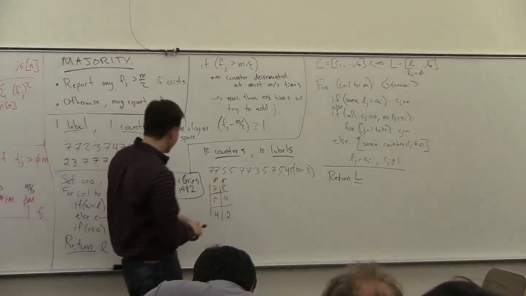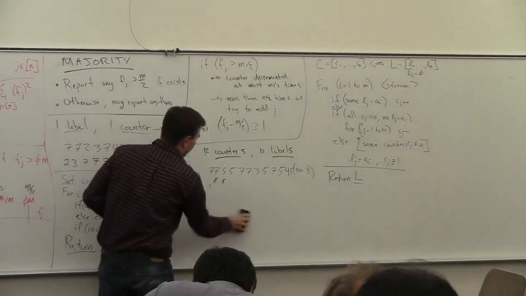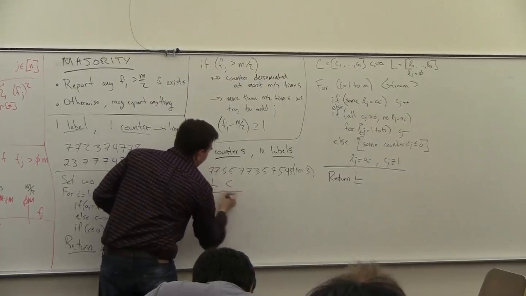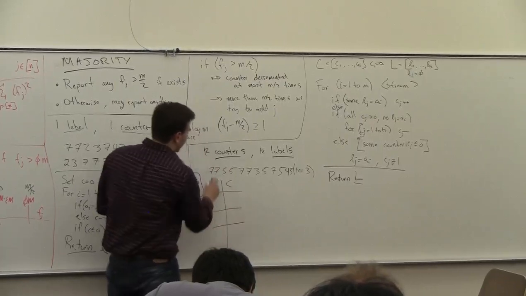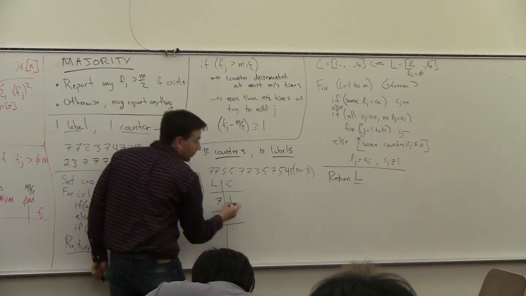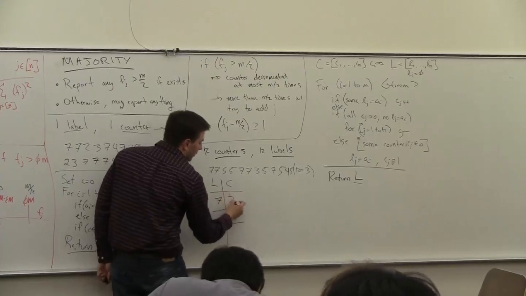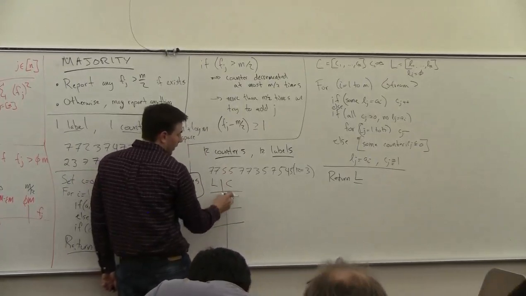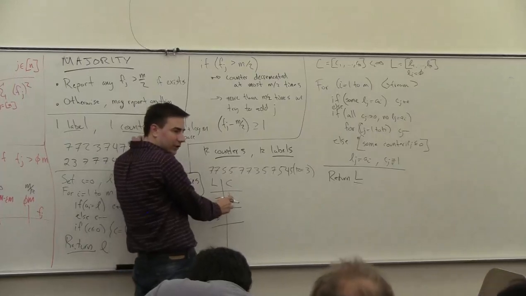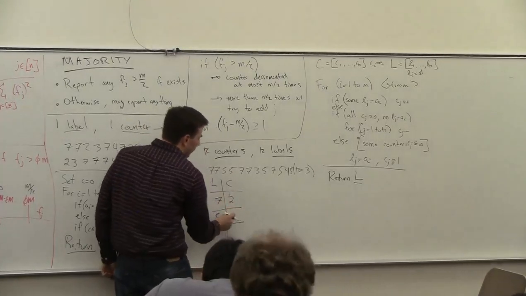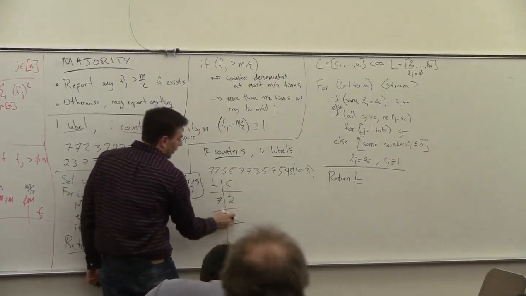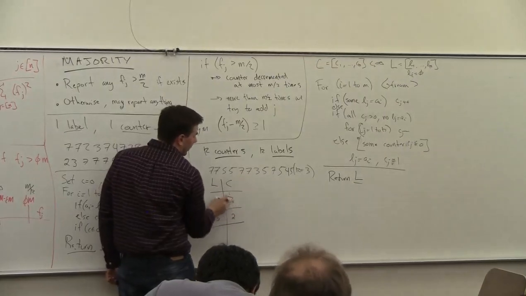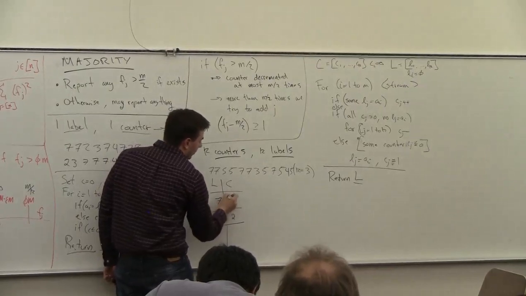All right, so let's go through an example with this algorithm. We're going to have our labels and our counters. The first label will be 7, and the counter is 1. We're going to increment this to 2. We see 5 as a new label, and we don't need to decrement anything. So we set the counter for 5 to 1, see another 5, and increase it to 2. See a 7, increase this to 3. Another 7, increase it to 4.